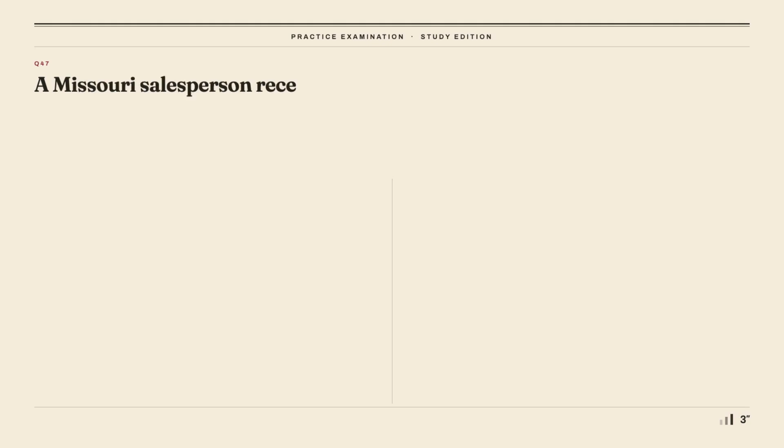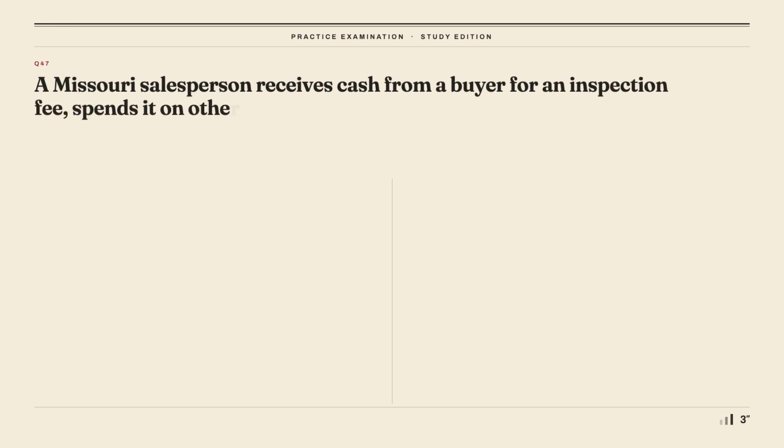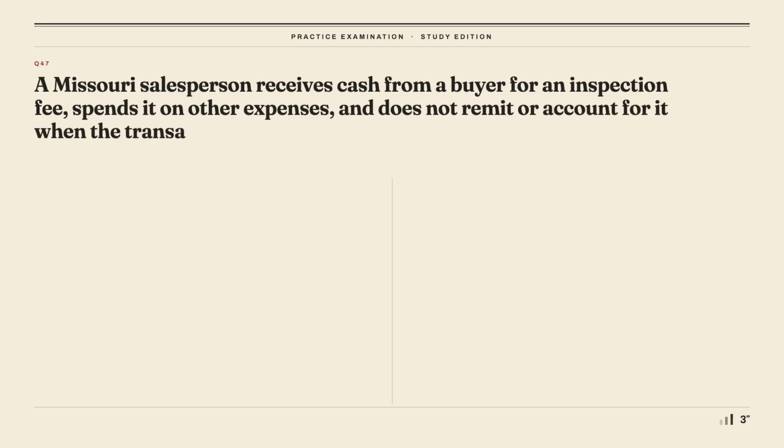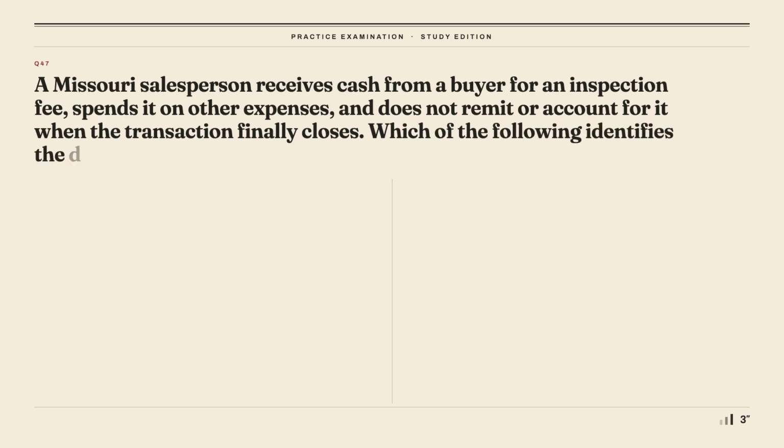Question 47. A Missouri salesperson receives cash from a buyer for an inspection fee, spends it on other expenses, and does not remit or account for it when the transaction finally closes. Which of the following identifies the disciplinary ground?